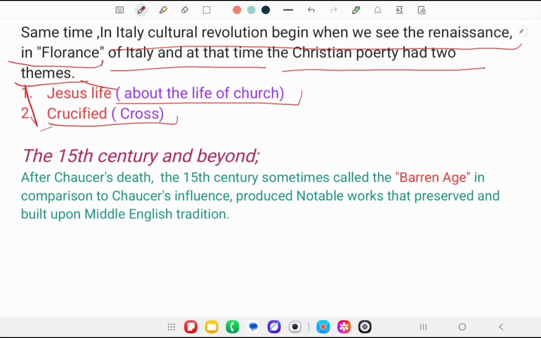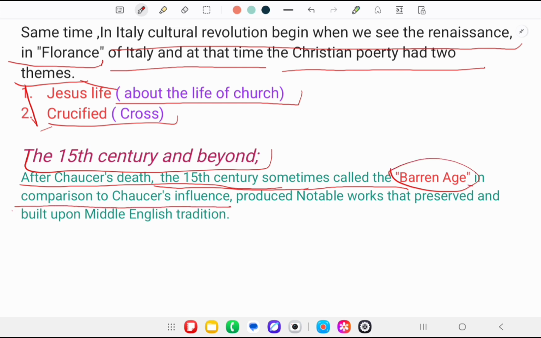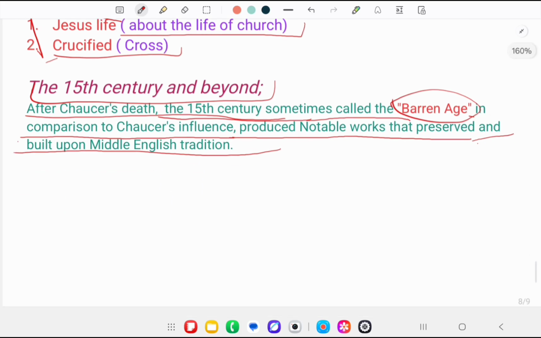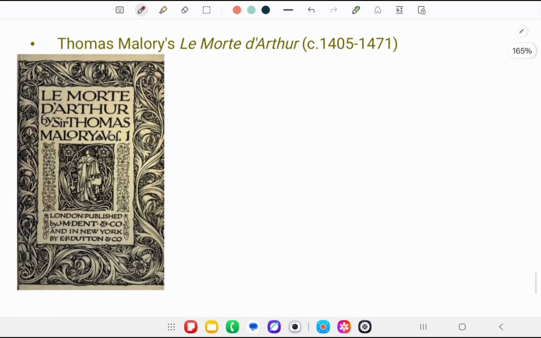And after that, the 15th century and beyond. So, after Chaucer's death, the 15th century, sometimes called the Barren Age in comparison to Chaucer's influence, produced notable works that preserved and built upon the Middle English tradition.